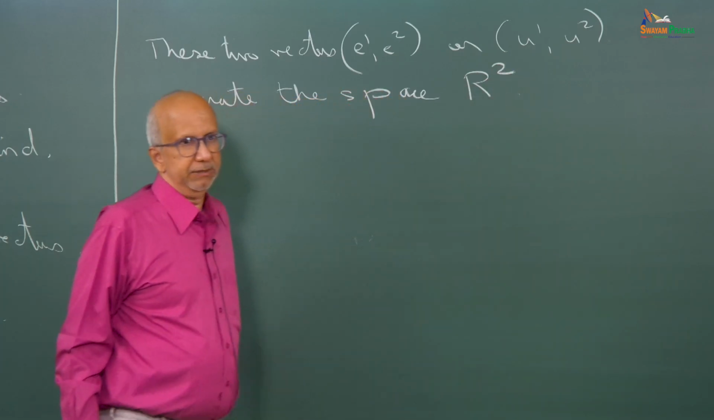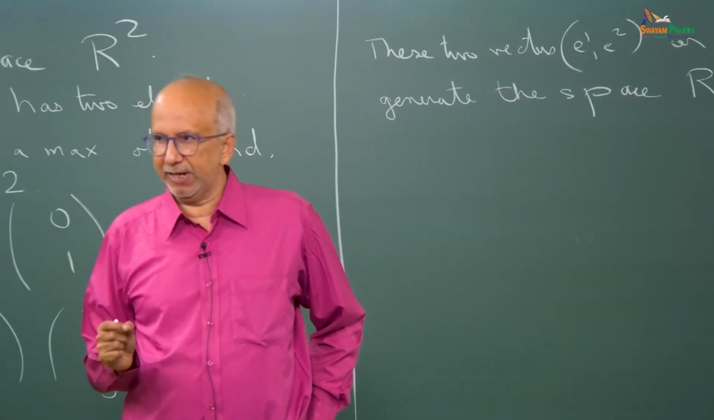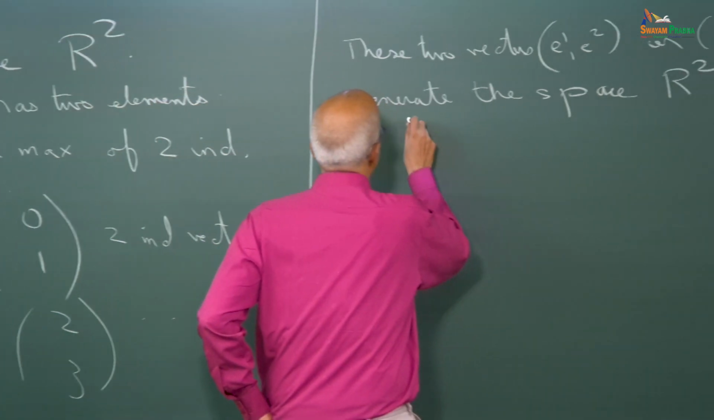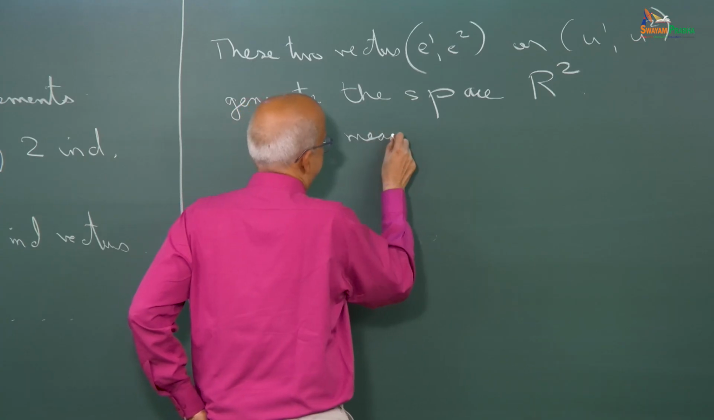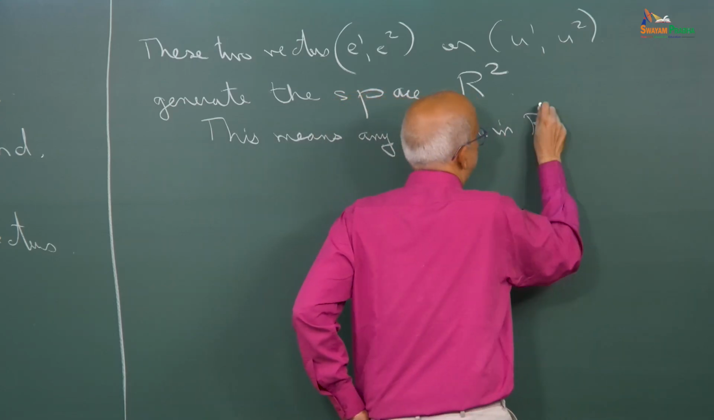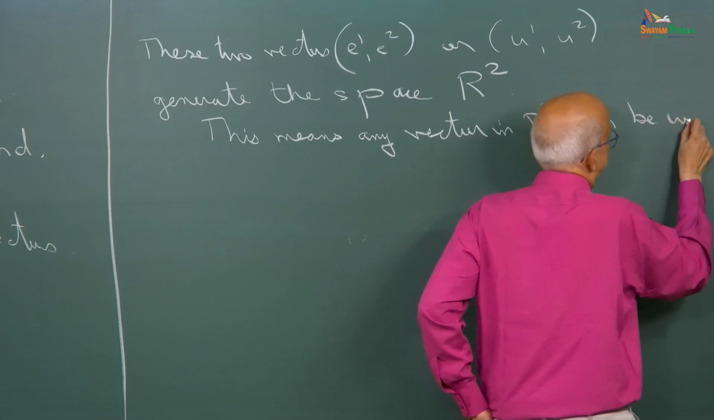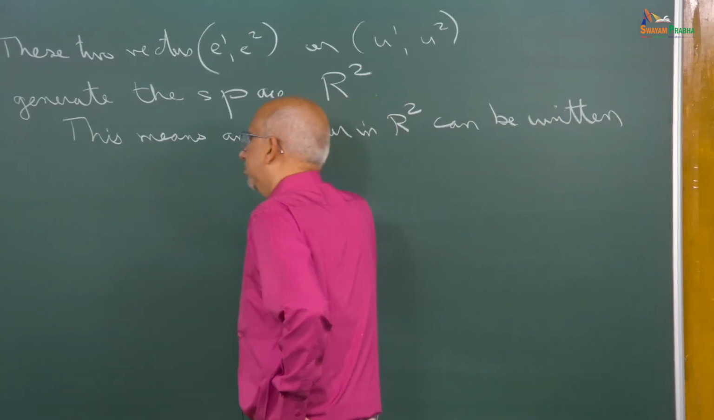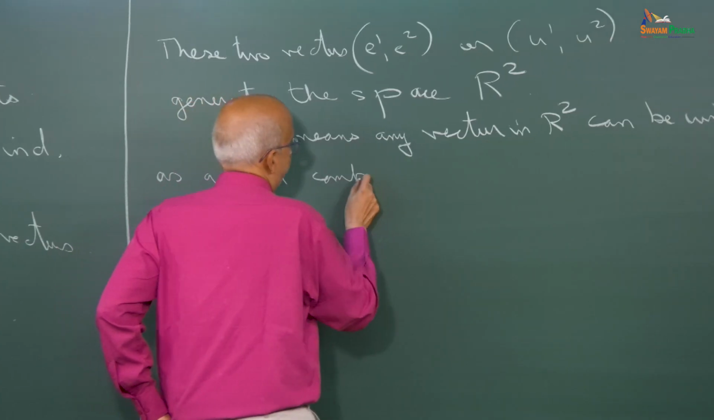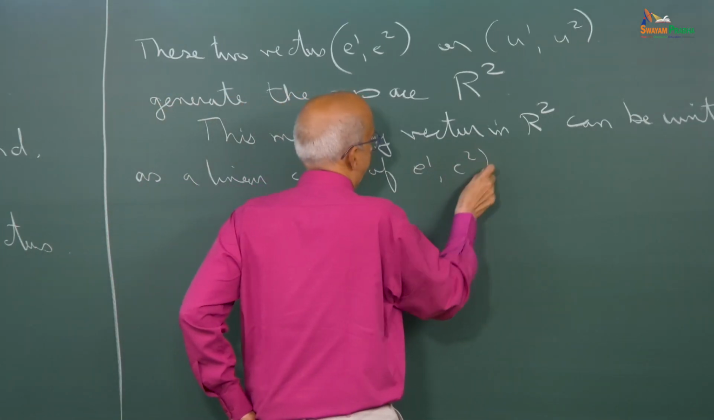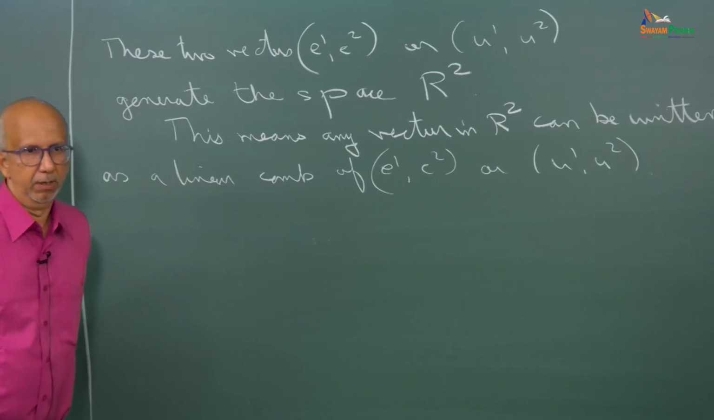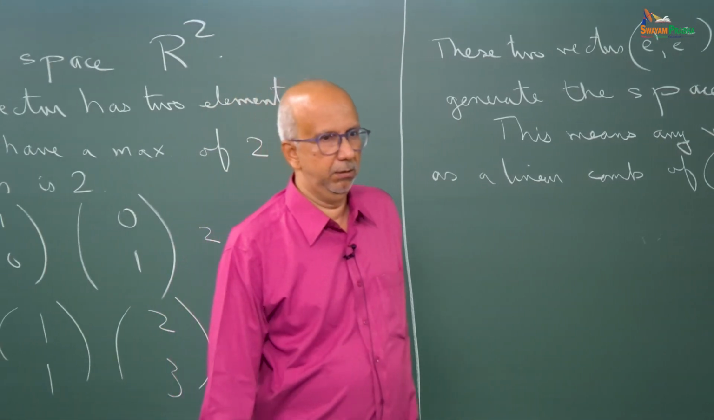Generate the space R2 means that any vector in R2 can be written as a linear combination of these two vectors, e1, e2 or u1, u2. So, basically that is what it is.